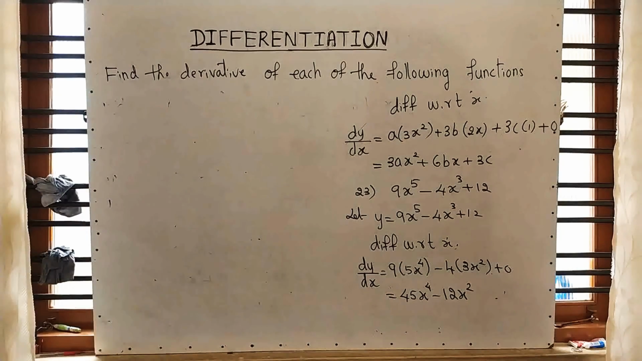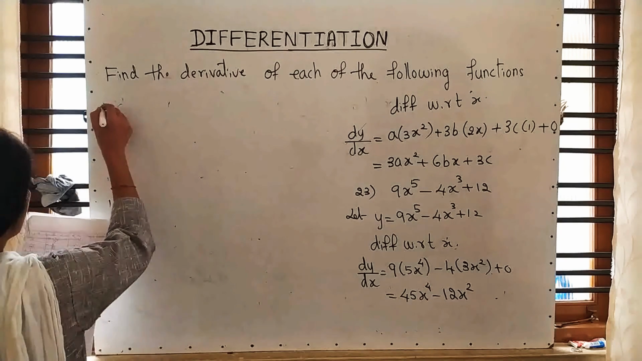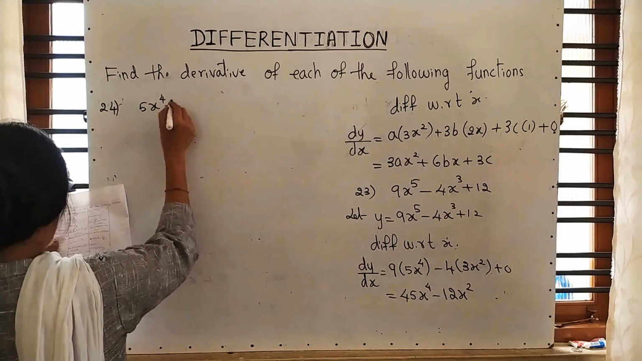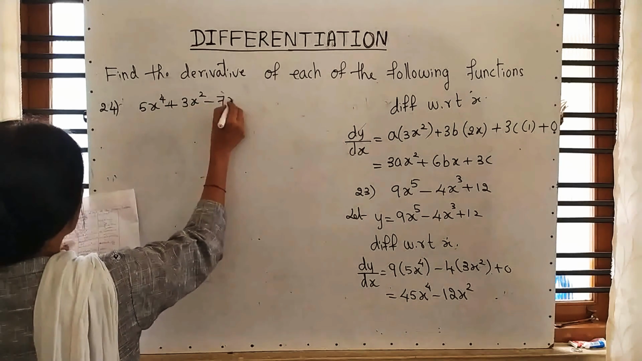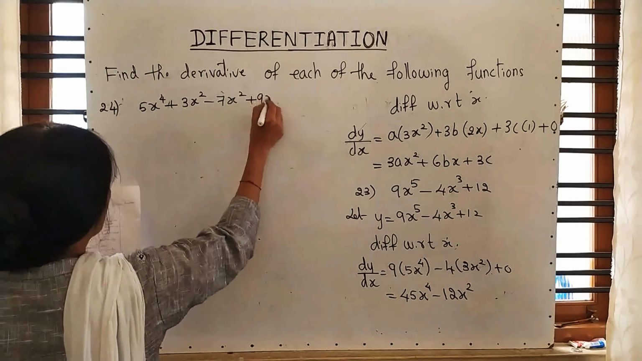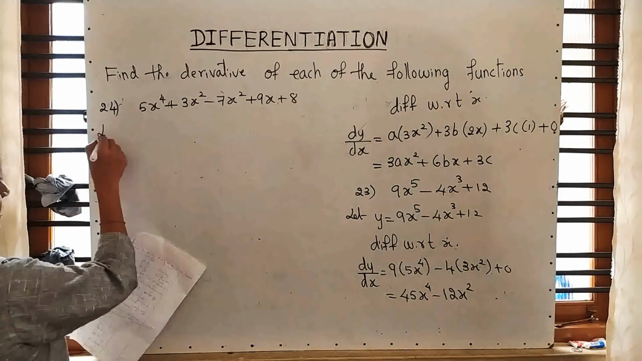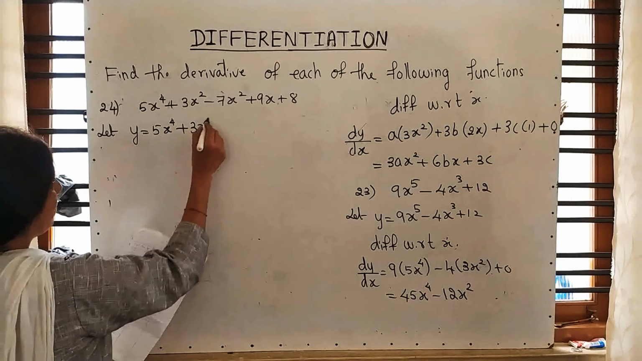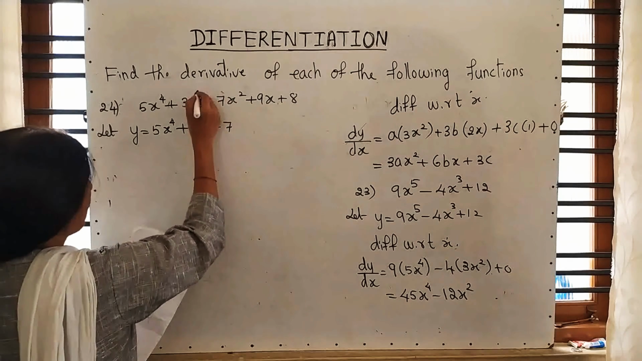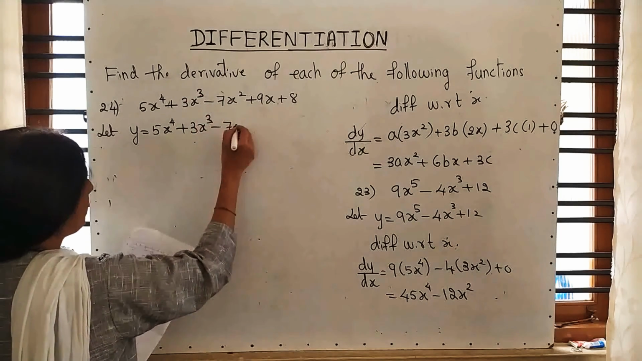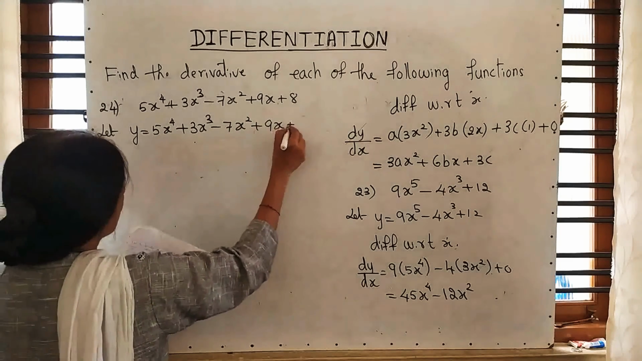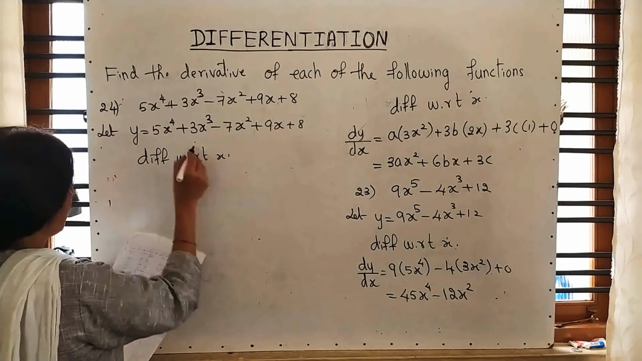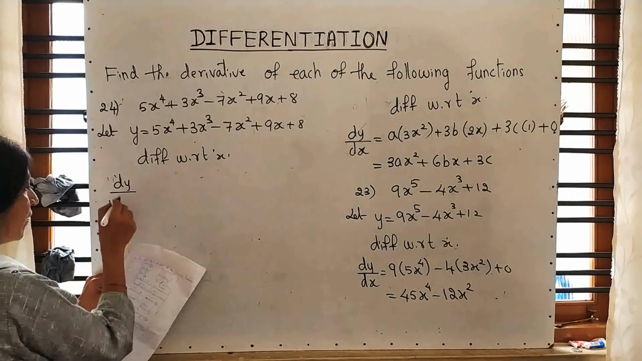Moving to the next question. Five into x to the power 4 plus 3x cube minus 7x square plus 9x. Let... so this is x cube. I'm sorry. Differentiating with respect to x. Left side we are writing dy upon dx.